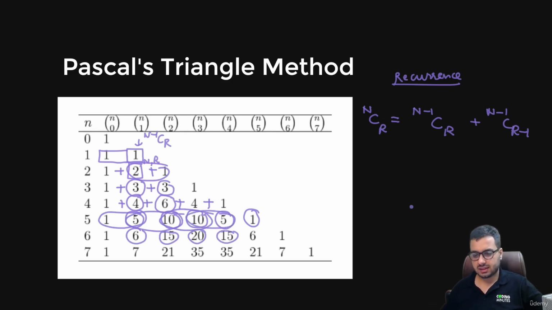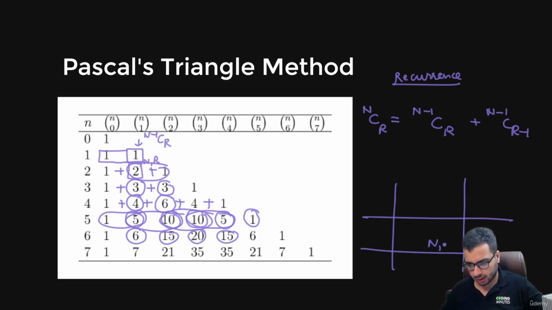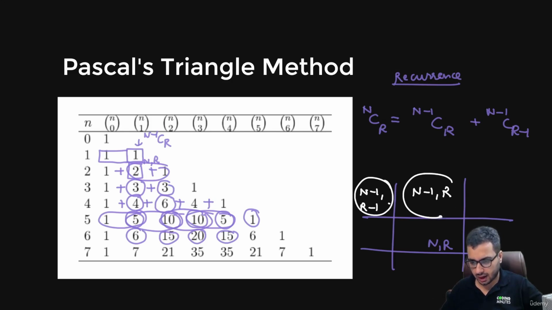So what you can say is, in any cell, if this cell is n comma r, it is the sum of this particular cell which is in the previous row and the column to the left of it. Okay, n minus 1 and r minus 1. So if you add the value here, add the value here, you will get the value at this particular point.